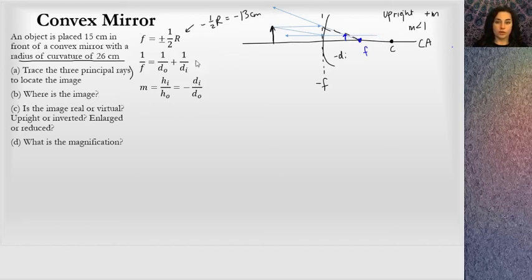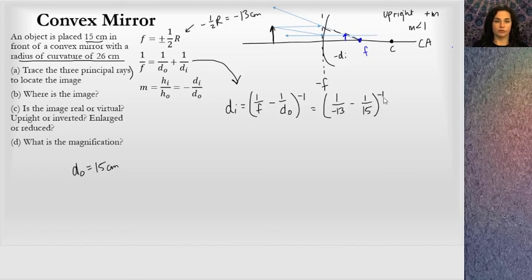Where is the image? Let's go ahead and find out where the image is. I'm going to use the mirror lens equation here. I know the focal length is -13. DO is 15, so I can put that over here. DO equals 15 centimeters. I can plug those numbers in, but I'm going to solve for DI first. DI is 1 over the focal length minus 1 over the object distance, and then I'm going to have to take the reciprocal of that when I get done. So I'll go 1 over -13, that's the focal length, minus 1 over DO, which is 15, so I get minus 1 over 15, and then I would invert that.